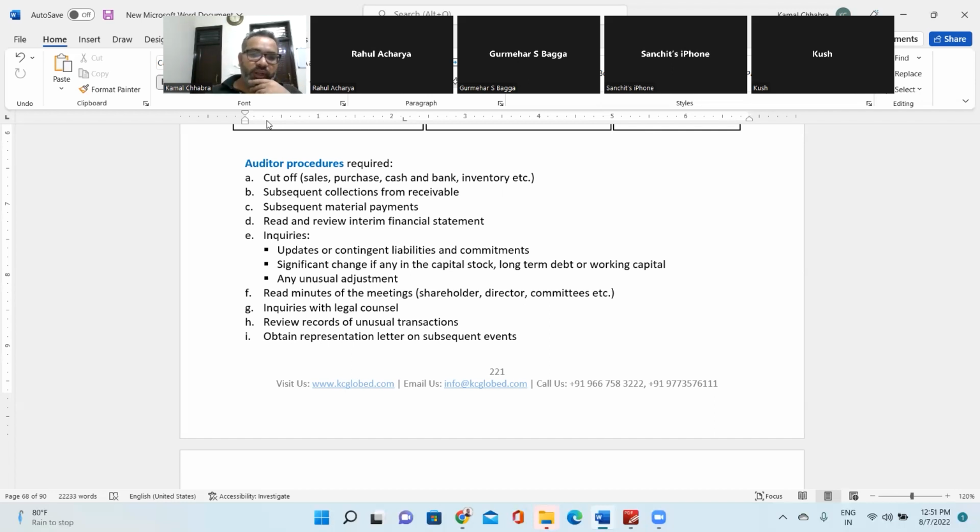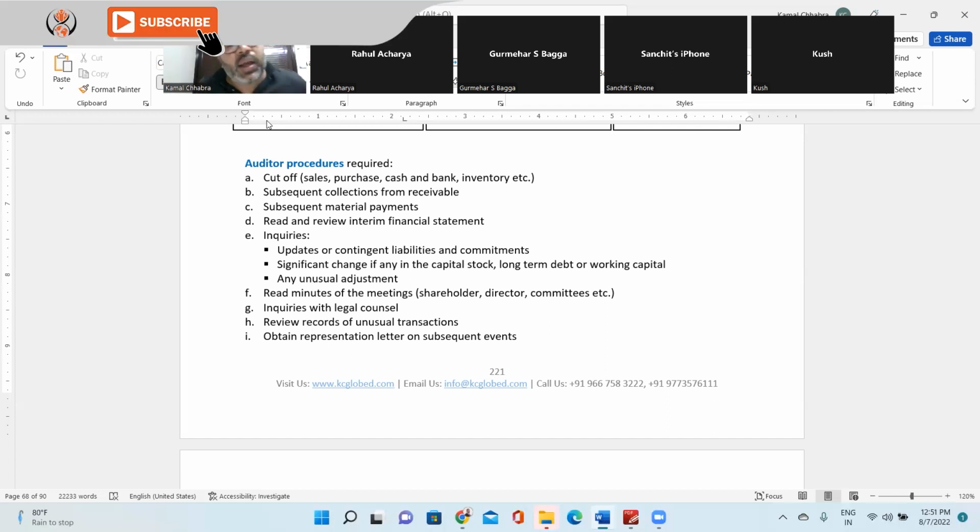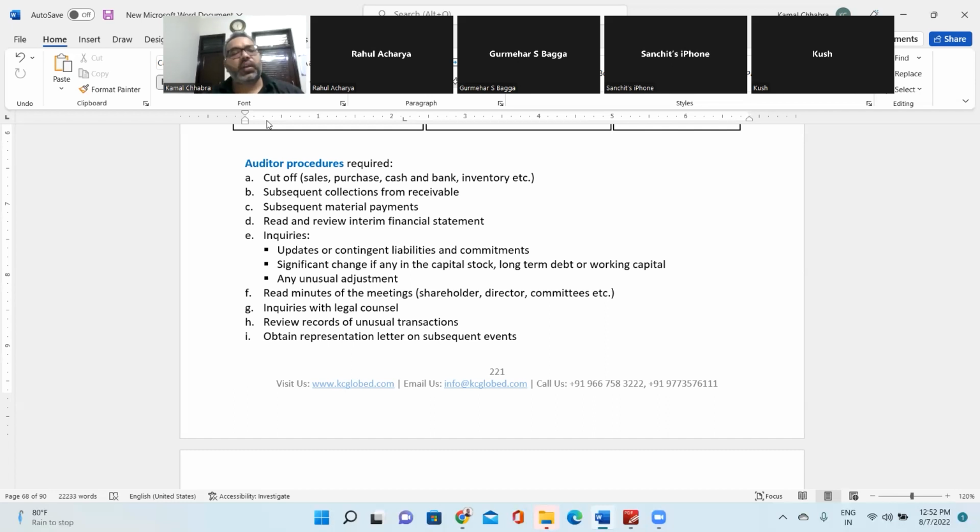The last point is inquiry with the legal counsel. You need to perform the inquiry procedure with the legal counsel for the subsequent period as well, whether they have come across any update in those legal matters which they are dealing with, or any new legal matter that came to their attention during the subsequent period. Next is to review the records of unusual transactions like manual journal entries. Obtain a representation letter on the subsequent event as well. So these are the audit procedures you'll be performing to test the subsequent event. Make sense?